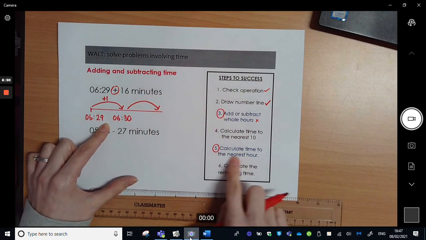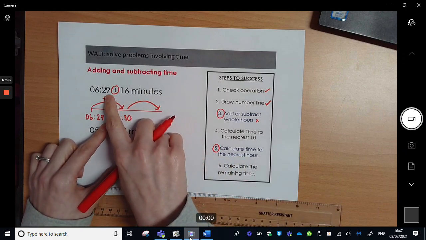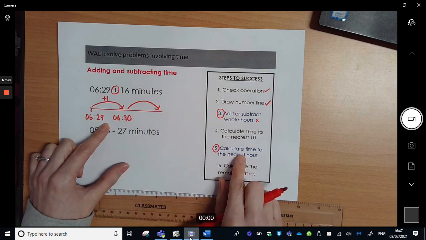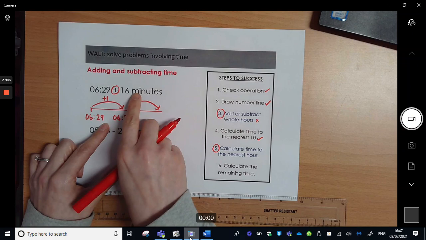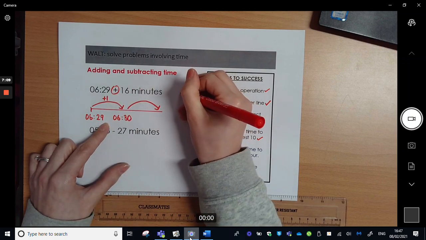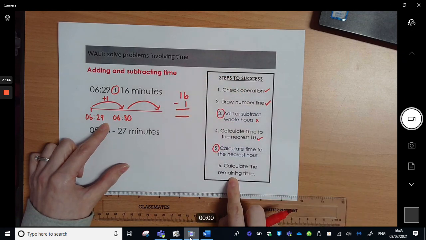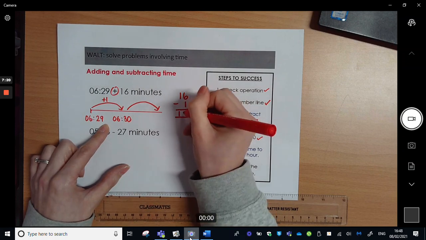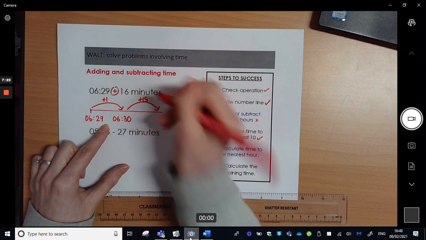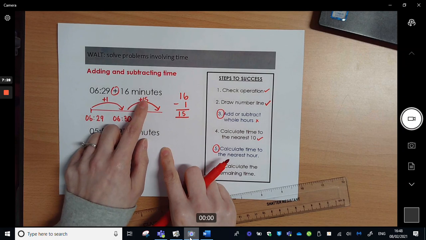So I could next calculate the time to the nearest hour, but again, because I'm not going past an hour this time, okay, because it's going to be less than 60 minutes, I'm not going to do step 5, okay? So I'm just going to calculate the remaining time. So I've already added on 1 minute, but I was adding on 16, so I need to make sure that I'm only adding on what is remaining, what is left. So if I do 16 take away 1, 16 take away 1 is 15. I can do that in my head. So I need to add on another 15 minutes. 1 add 15 is 16. So I'm adding on 15 more minutes.